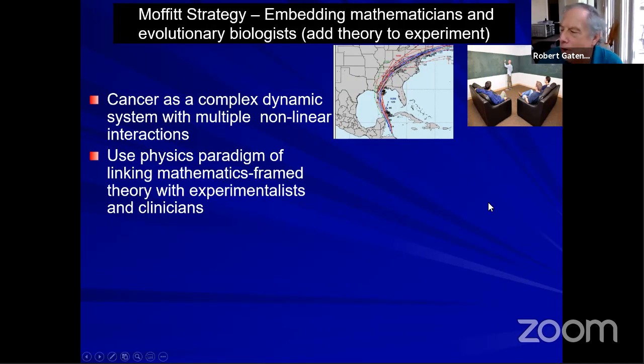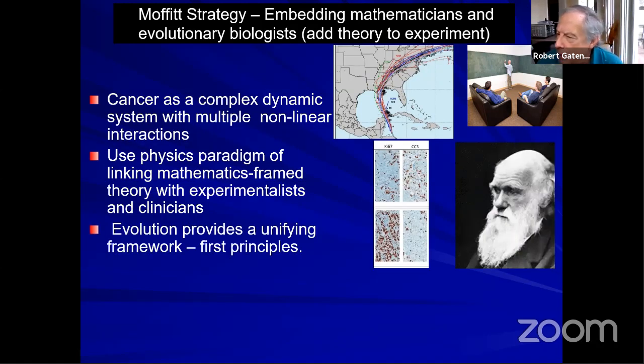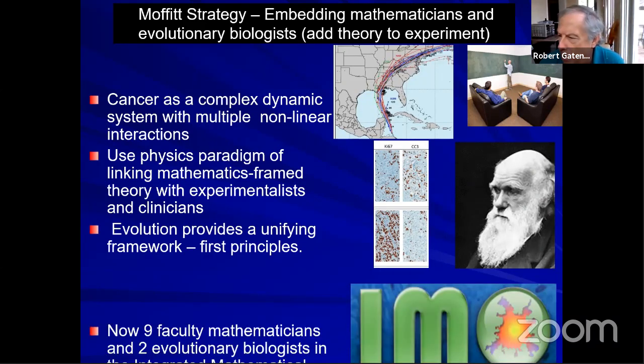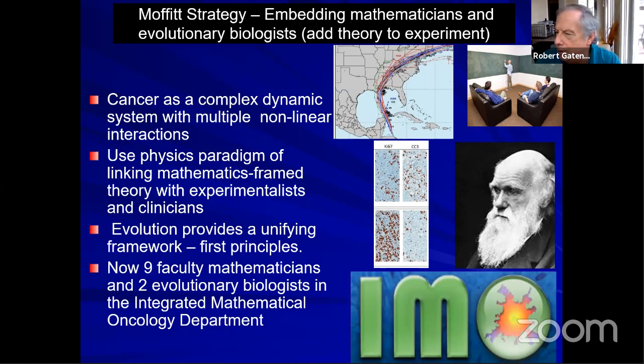It's what we call the collaboratorium, a place where mathematicians and non-mathematicians can get together, talk about cancer biology, write down equations on wall-to-wall blackboards, but also discuss experiments. We have a unifying first principles framework, and that's evolution, and that's developed over the last 10 years. And so now the Integrated Mathematical Oncology Department at the Moffitt Cancer Center has 9 full-time faculty mathematicians and 2 evolutionary biologists, again, to form the core of theoretical applications in cancer biology.